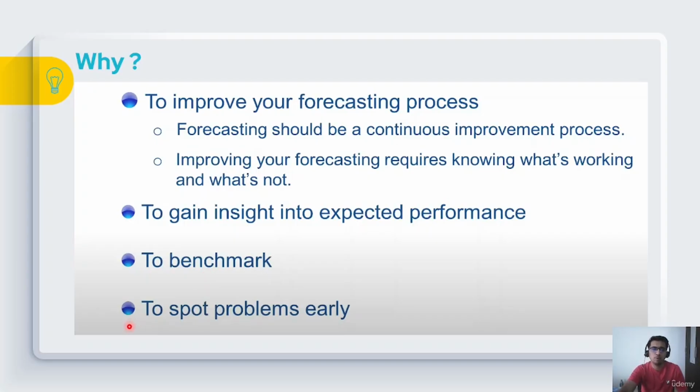Fourth is to spot problems early. When you're reviewing the forecast, you can anticipate, oh, this is where I see my forecast going off. This is what generally doesn't happen. The trend is increasing too high. All those things, so you can spot the problems early rather than late. So these are the reasons why you should have a forecast review process.